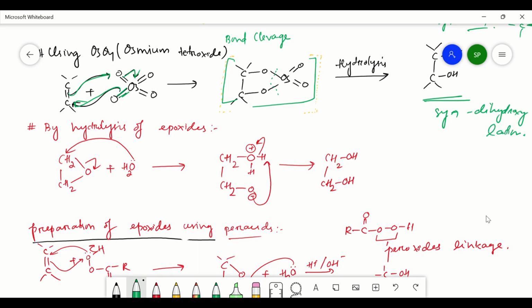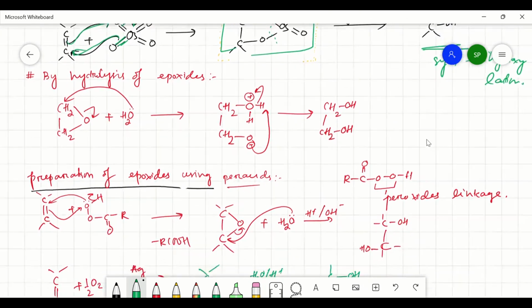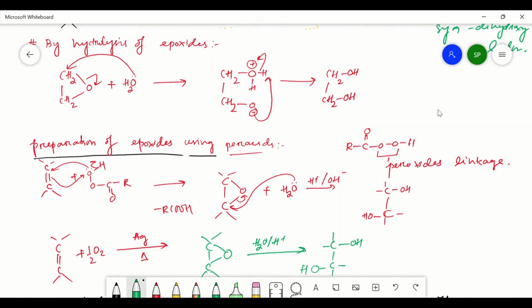This is one type of syn dihydroxylation. The next method we will see is the production of diols by hydrolysis of epoxides. As I have told in the first class, or first video, epoxides are cyclic ethers. The oxygen is bonded to two carbon atoms in a cyclic manner.